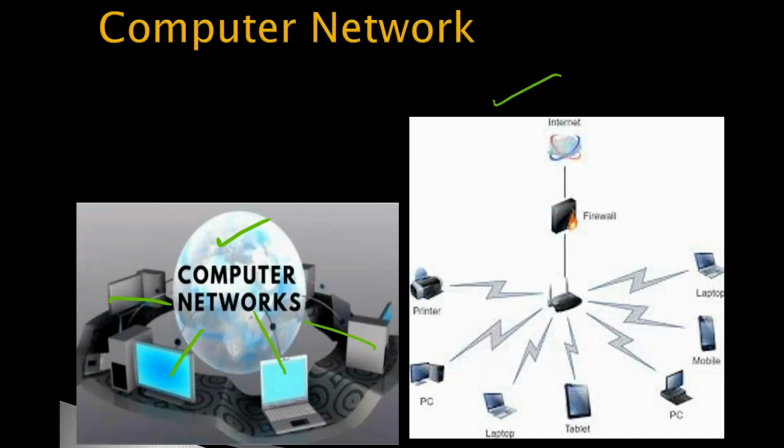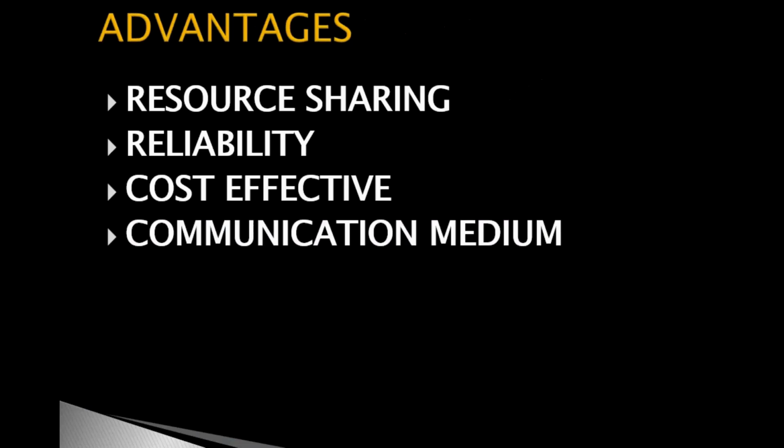The second diagram shows your internet and this is the firewall. This is your modem, and this modem is connected with a printer, PC, laptop, tablet, mobiles, etc. This firewall protects our computers if any malware or viruses come to or from the computer. So the firewall is mainly used for protecting our systems from any malware. Let us see the advantages line by line.